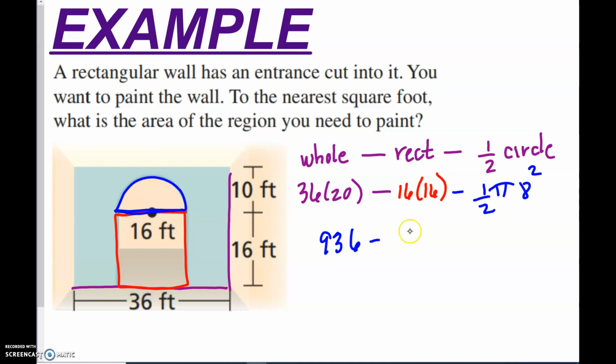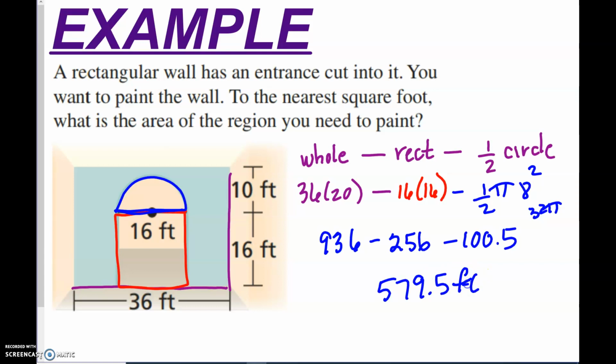So 36 times 26 gives me 936. 16 times 16 gives me 256. And 8 squared is 64. Half of that is 32 pi. And 32 pi as a decimal, I got minus 100.5. And if we subtract all of that, it comes roughly to 795.5 feet squared. And they want us to round to the nearest square foot, I believe in here. So we would round this up to 580 feet squared.